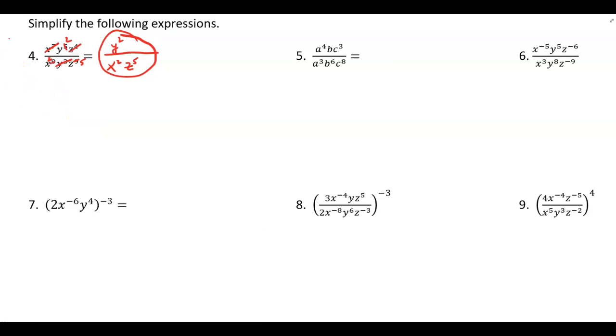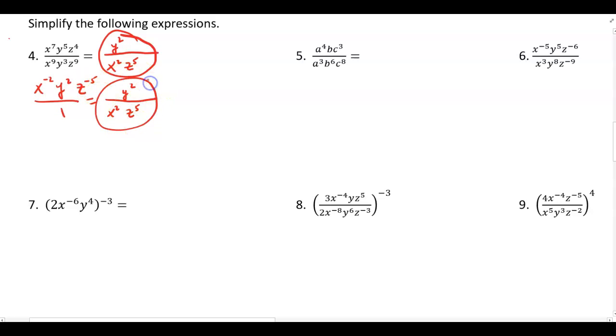Again, you could, if you wanted to, go ahead and subtract the exponents. If I subtract the exponents, 7 minus 9 is negative 2. Y to the positive 2. Z to the negative 5. This is all over 1. So how would I get rid of these negative exponents? That's going to go down. That's going to stay up top. That's going to go down. To me, this is a lot more work and leaves room for silly mistakes.